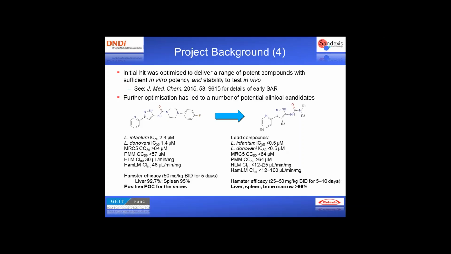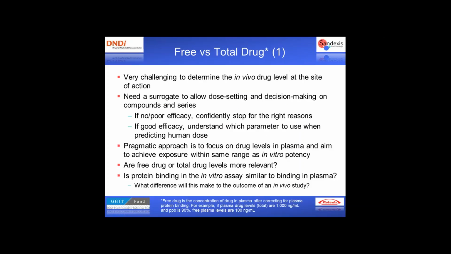Still very good against cytotox. We've improved human liver microsome stability, which will obviously be important for human PK, and also hamster, which means that we can hopefully start dialing the dose down a little bit. And when we look in a hamster efficacy study, we can now hit greater than 99% reduction in parasite load against all of the 3 major organs that we're interested in those studies. So that's all I was going to say about the project background.